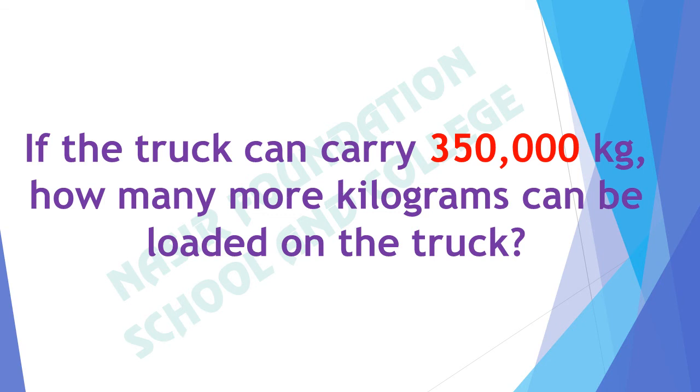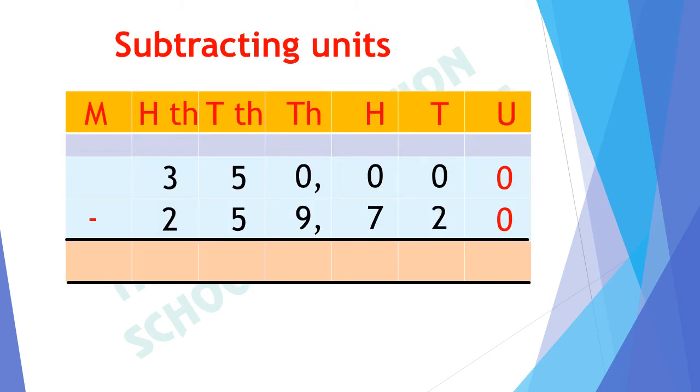If the truck can carry 350,000 kg, how many more kilograms can be loaded on the truck? As truck can carry 350,000 kg weight and the weight loaded on the truck is 259,720. We will subtract it to find how many more weight can be loaded on the truck. We start from units. We will subtract 0 from 0. If we subtract 0 out of 0, we get 0.